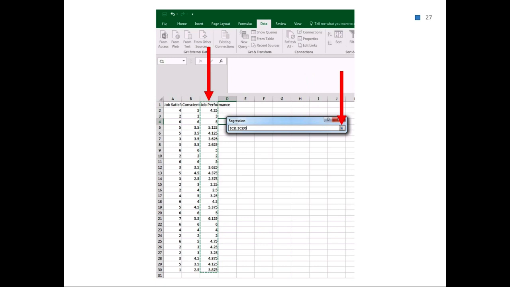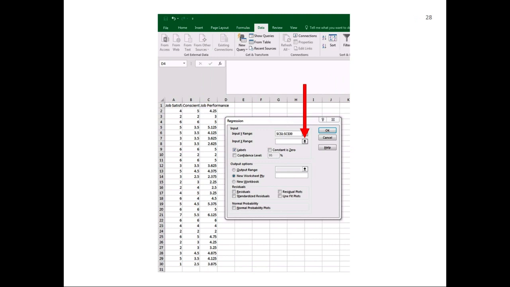As you can see on the screen right here, this is very important. We do go ahead and highlight the label of the variable we want to include. So highlight that label, highlight that data for our outcome, which is job performance in this example, and then hit that highlighted button.